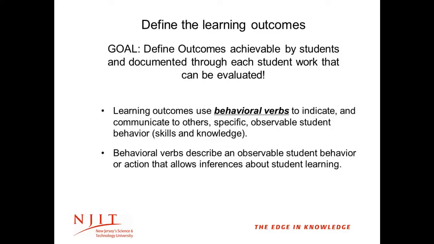Okay? Now the learning outcomes, we encourage a four-part learning outcome. And the first part are the behavioral verbs. That's the action that you want students to have done and can do at the end of your course. And these indicate and communicate to others, not only you, not only the student, but also as you collectively bring all your courses together for the program, and then the programs bring collectively for the university, so everybody knows it's specific. It needs to be observable behavior. There's observable behavior relative to the skills and knowledge. And they describe so that you can make inferences about the student learning.